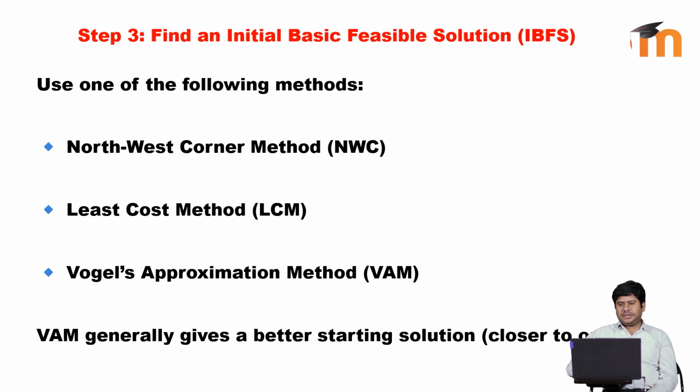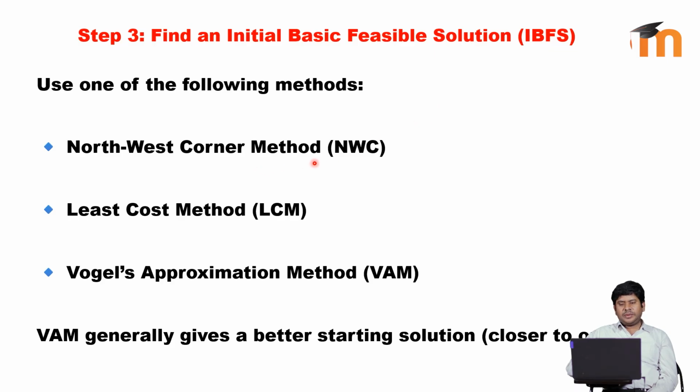And the third step is that we need to find the solution by using what we call an initial basic feasible solution. What is this initial basic feasible solution? Generally, to solve this transportation problem and find the total cost, there are 2 steps involved. The first step is finding out the IBFS. What does IBFS mean? Initial basic feasible solution.